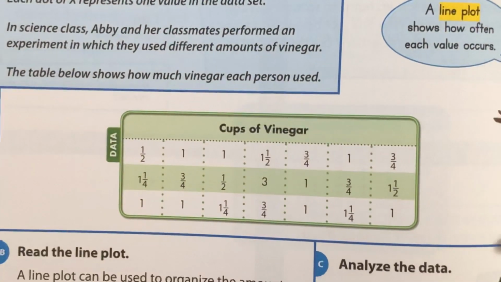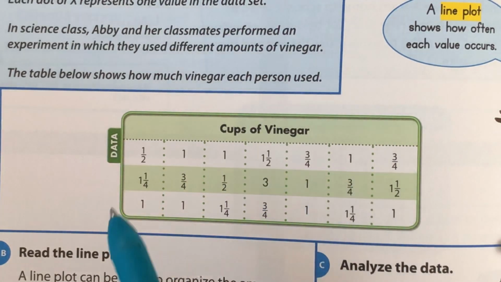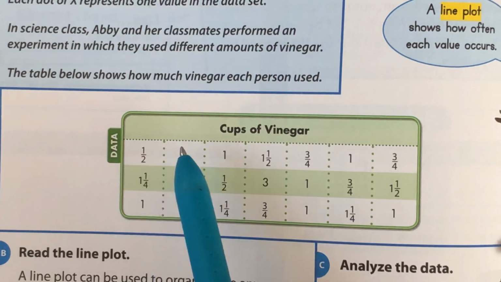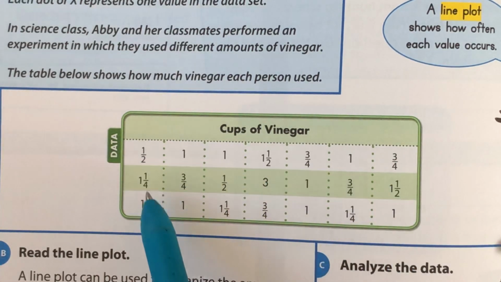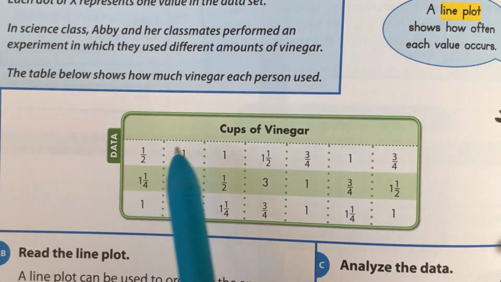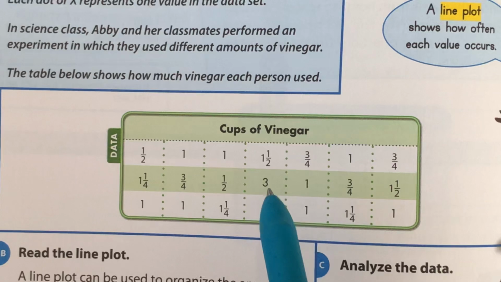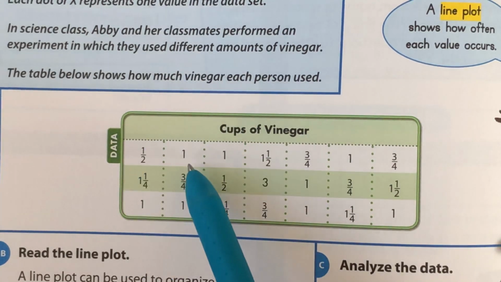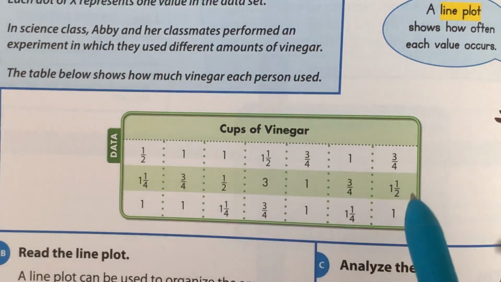So if we look at this table she collected from her science class, I see 1, 2, 3, 4, 5, 6, 7 times 3. I see 21 things that were collected. So that means that Abby and her classmates, there were 21 of them. This was from one person, this was from another person, this was from another person. So we're going to use this collected data, this collected information, to make a line plot.